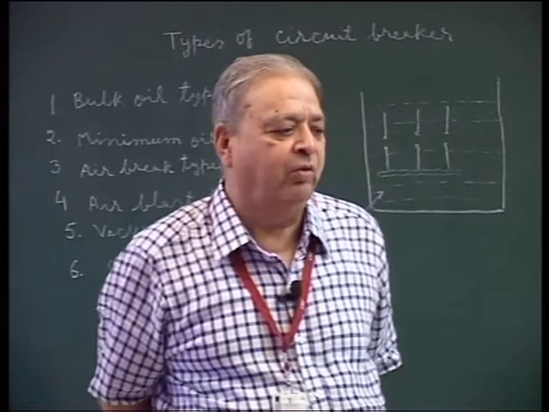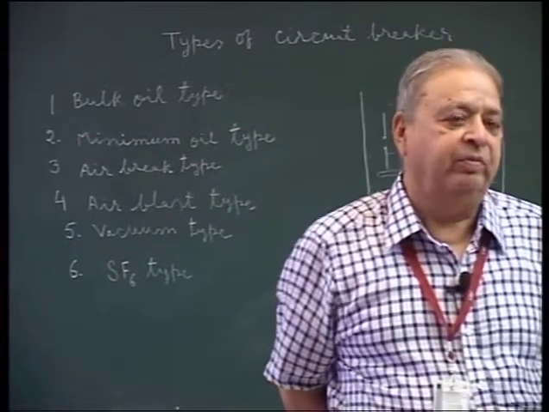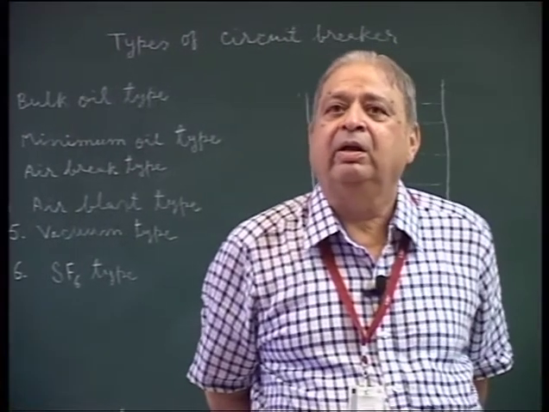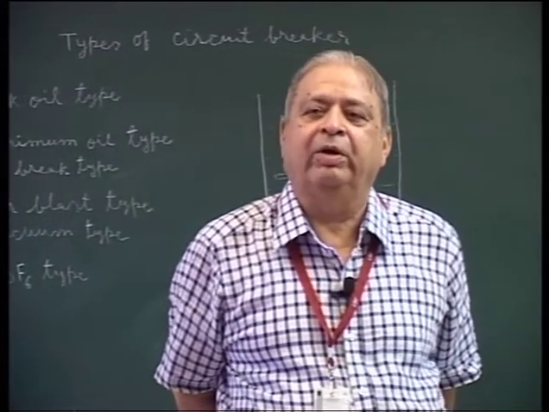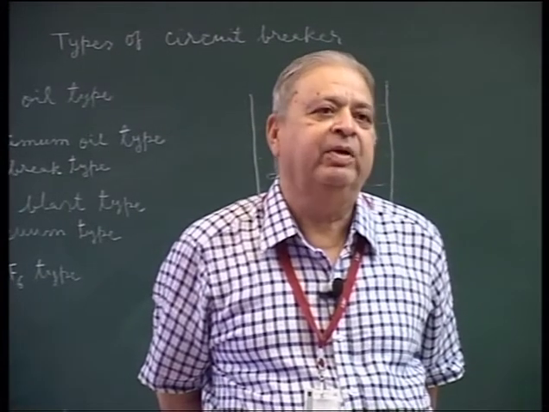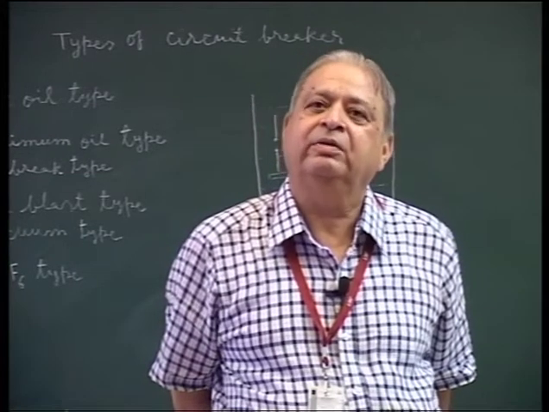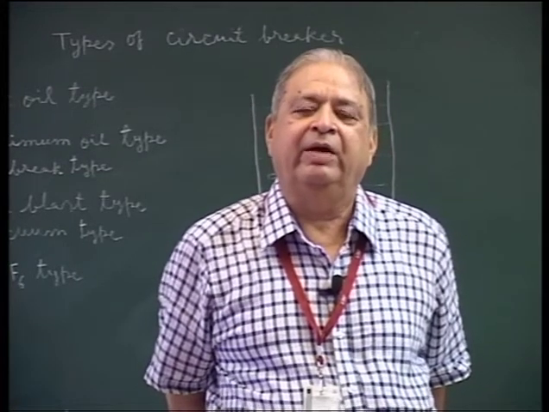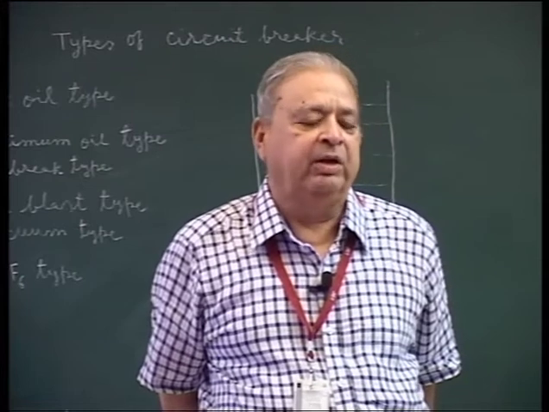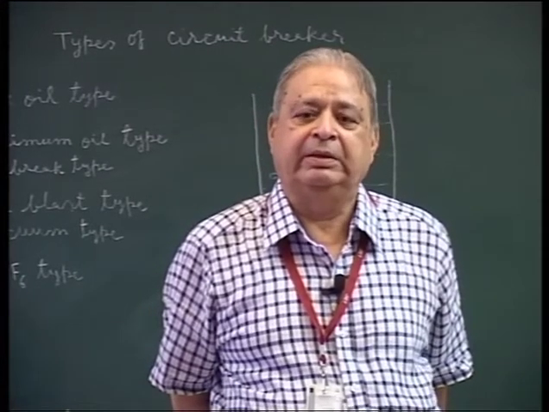Due to the large amount of oil required, the circuit breaker is costly as the cost of oil is high, and at the same time this is a slow circuit breaker, meaning the arc restrikes several times and then only it is quenched. So this is a comparatively slow circuit breaker.